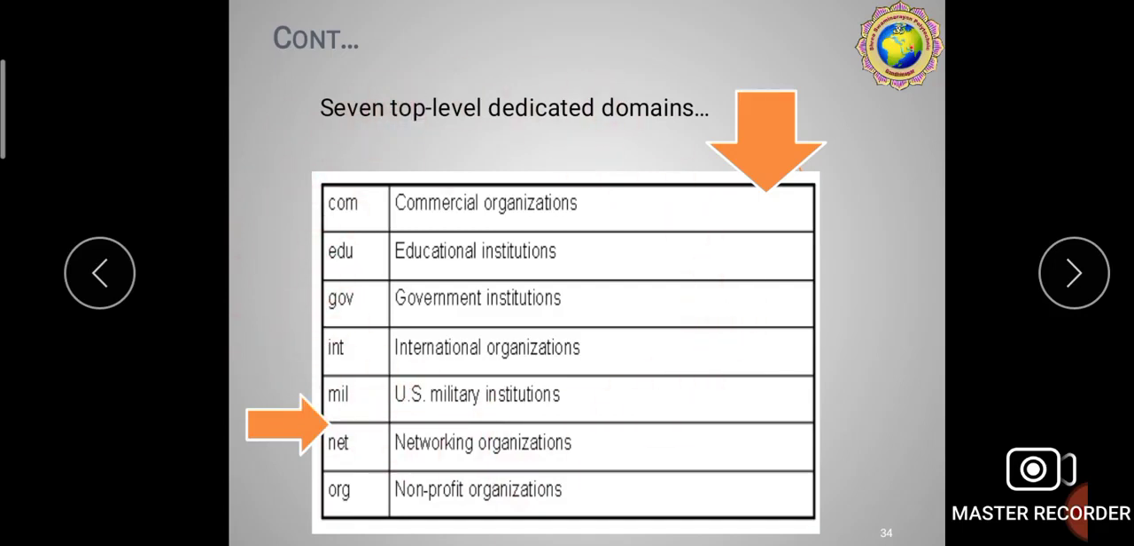Once again, .com means commercial organization. .edu means educational institutions. .gov means government institution. .int means international organization. Then .mil means US military institutions. .net means networking organizations. And then .org means non-profit organization. Okay.